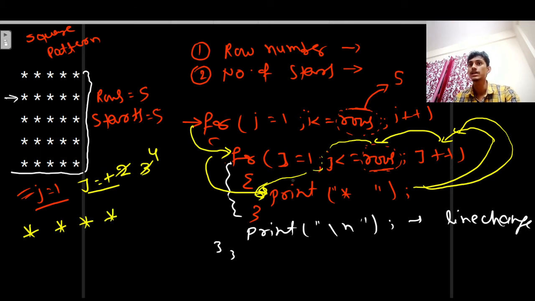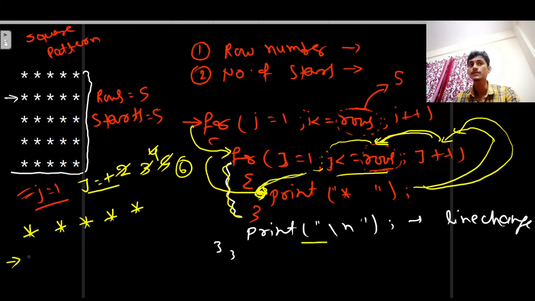Then again control will go to print, and again one star will get printed. After that, j will get incremented, sorry, I forgot to mention it the previous time, so now j will get incremented to 6. Now when control comes here, this check will fail, and after that this for loop will be over. Then the line change will happen, so control will come here.